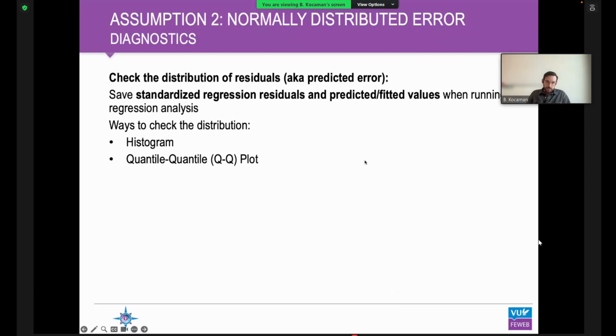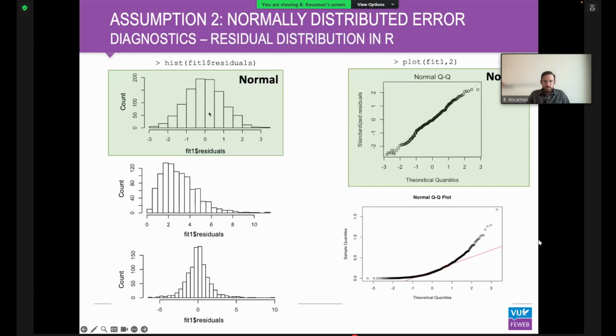So how do we check these then? Again, this really relies on the residuals and fitted values, and you can use histograms or what's called quantile or QQ plots. In R, the way to get these histograms or QQ plots is like this: histogram of fit1. Here fit1 is your model, the LM object. Then you can use this dollar operator to get the residuals. This is how you access the residuals of a regression model.